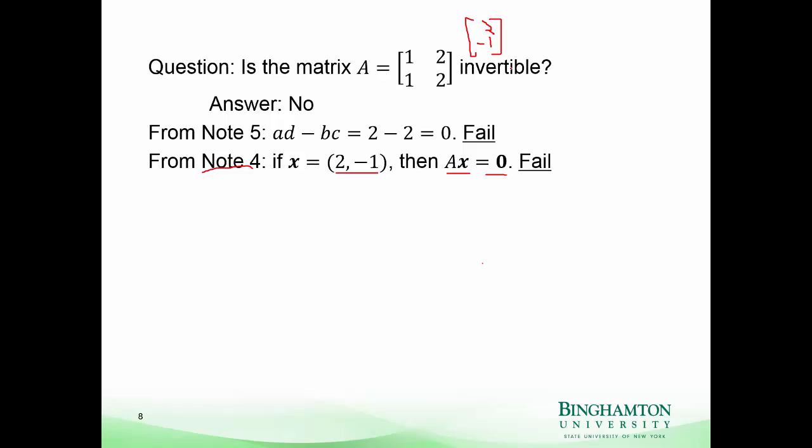Now do our trick for multiplication. So it would be 2 times 1 minus 1 times 2 gives us 0. Then we'll have 2 times 1 plus a -1 times 2 gives us 0. So our resulting vector is 0. And so fail. Remember, note 4 said that it's invertible only if the only x that maps into 0 is 0.